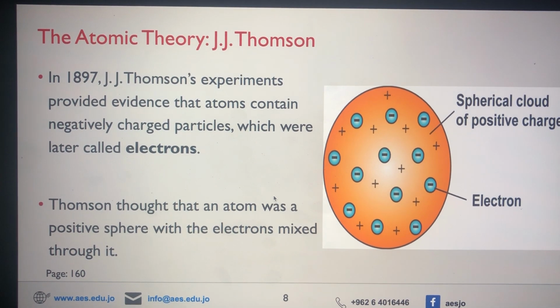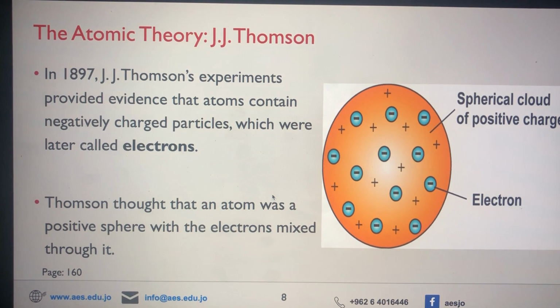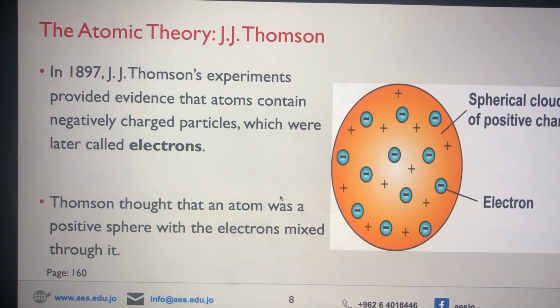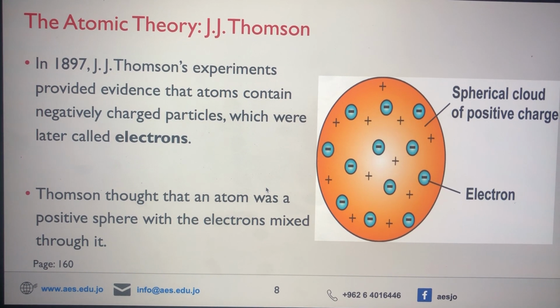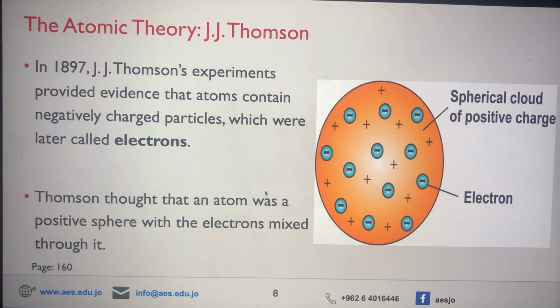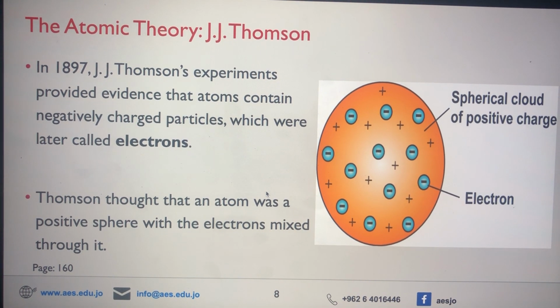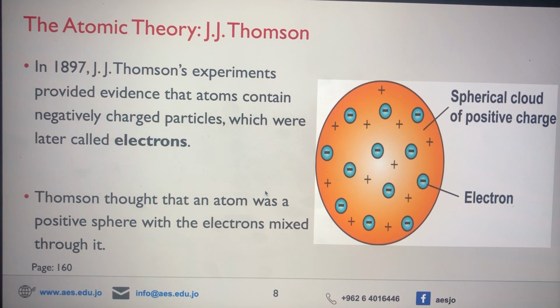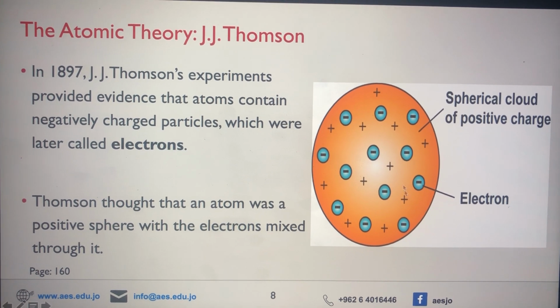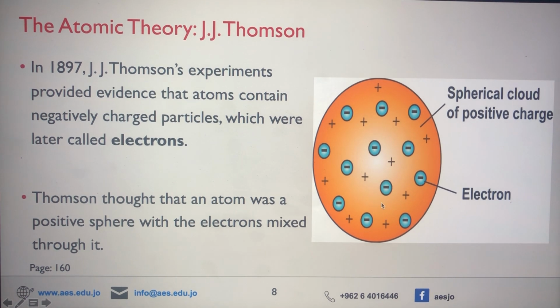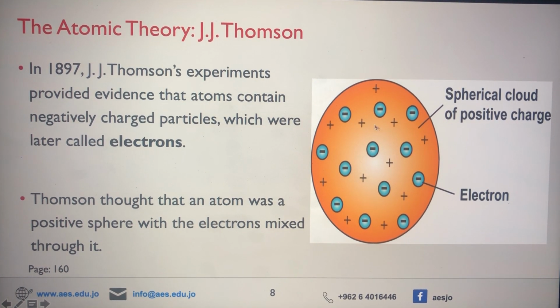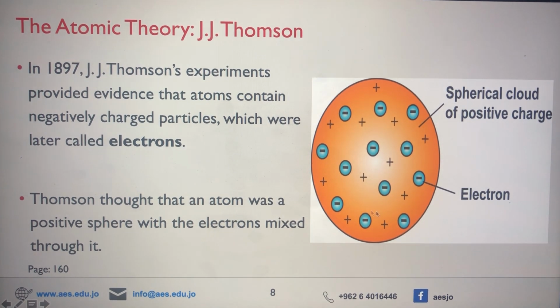The second scientist talking about the atomic theory is J.J. Thomson in 1897. His experiments provided evidence that atoms contain negatively charged particles, which were later called electrons. Now, Thomson thought that an atom was a positive sphere with electrons mixed through it. So this is what he proposed the idea of an atom is: one large sphere containing electrons and positively charged particles inside it.